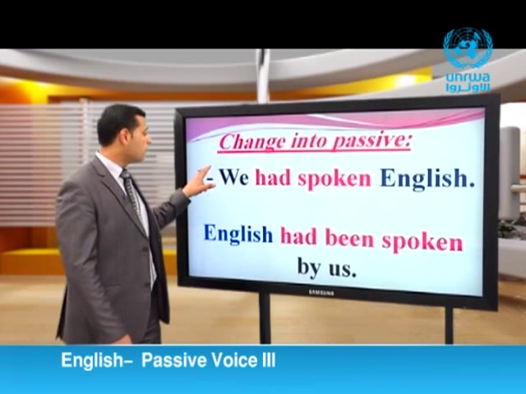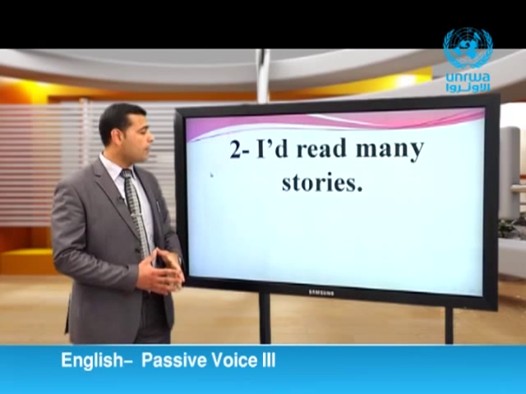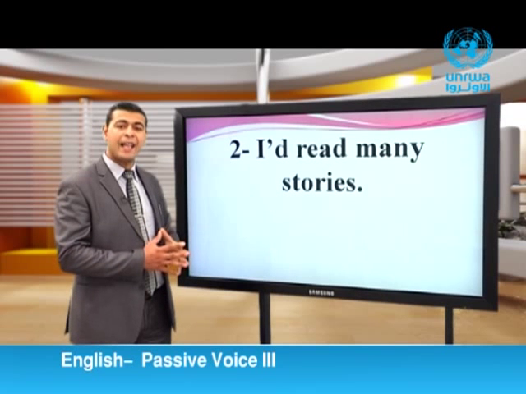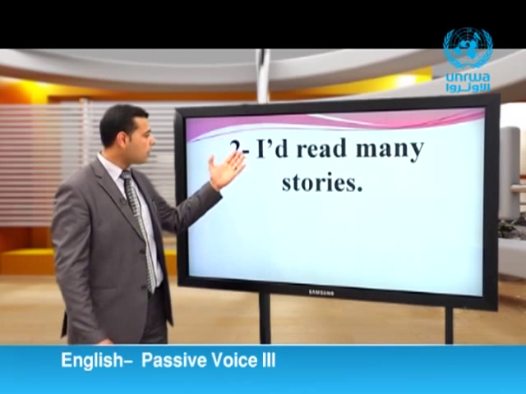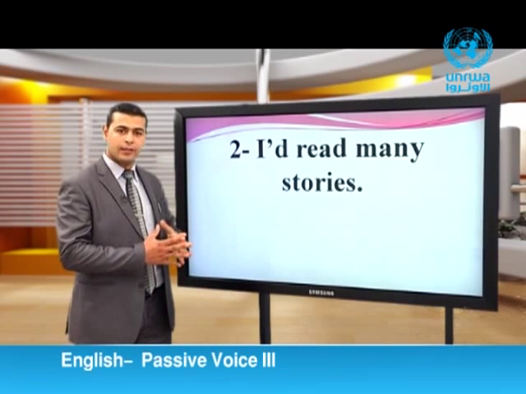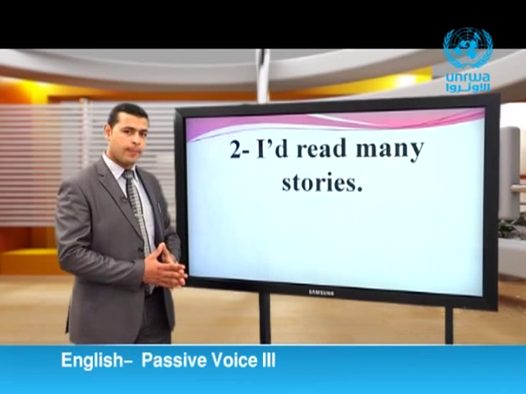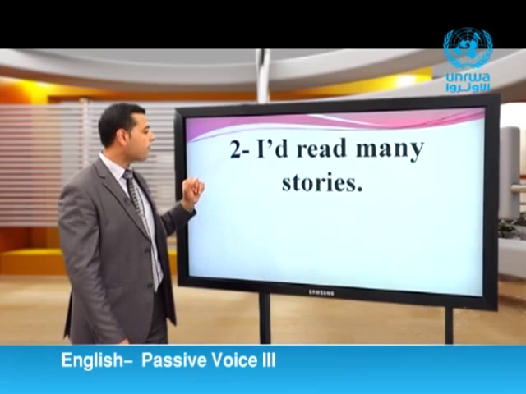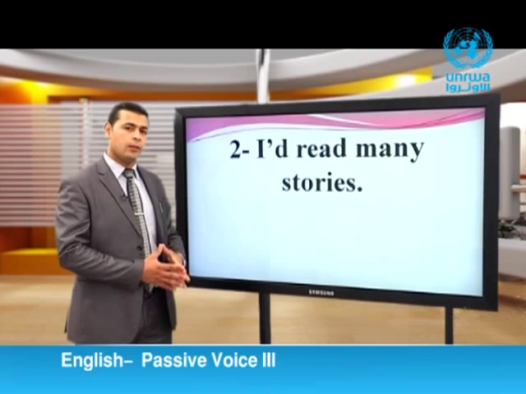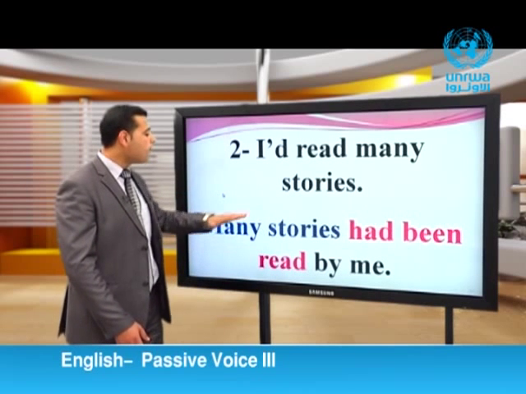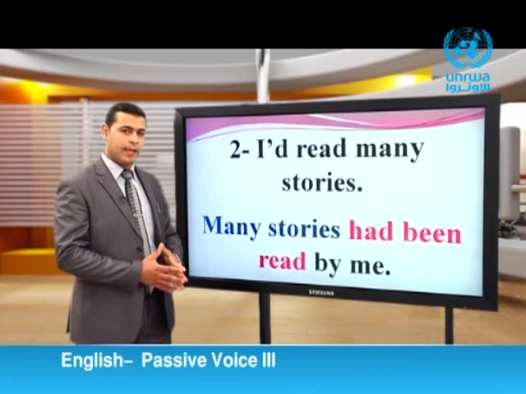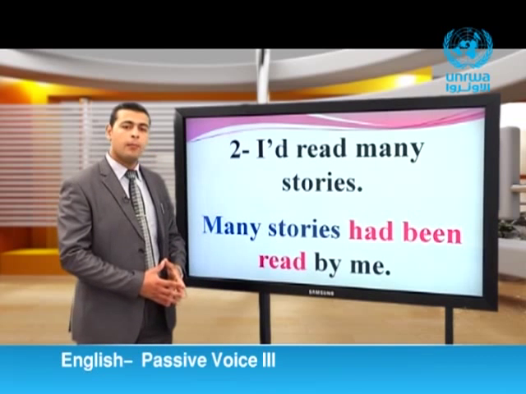Okay, let's move to sentence number two. I'd read many stories. I'd is an abbreviation or a short form of I had. Of course, read is the past form of read. So here, I had read many stories. Let's change the sentence into passive. Where is the object of this sentence? أين المفعول به لهذه الجملة؟ Many stories. So here, the passive sentence should be many stories, العديد من القصص, had been read by me.